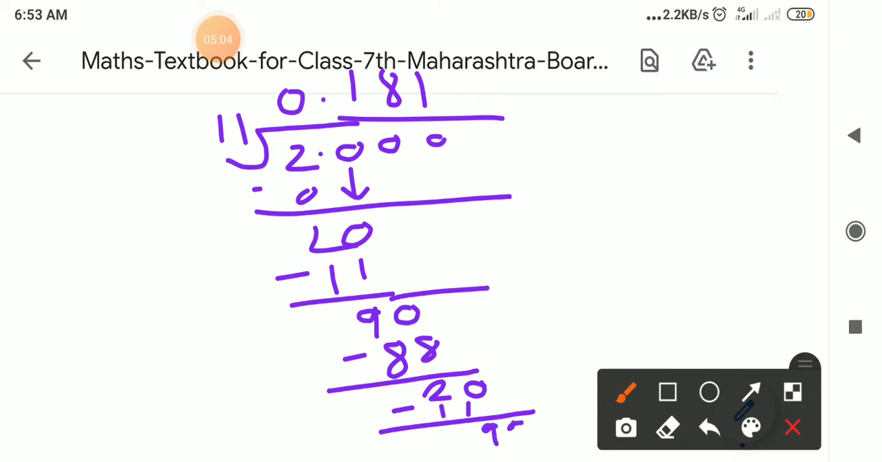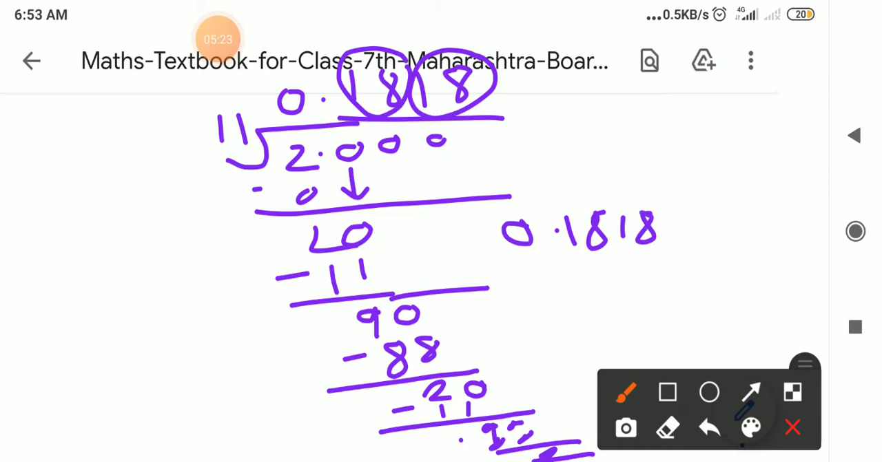Then again 11 8s are 88. Subtraction, the remainder is how much? It is 2. So you will notice that here the same digits are repeating, 1 8 1 8. Again if you solve forward, you will notice that the same digits, 1 8 1 8 1 8, are repeating. There is no end, we are not getting the exact answer at last.